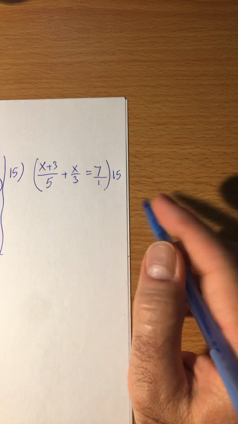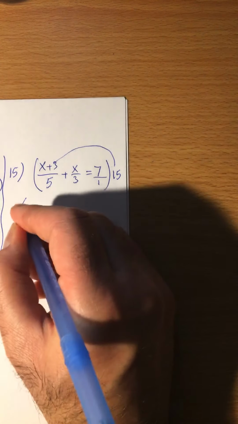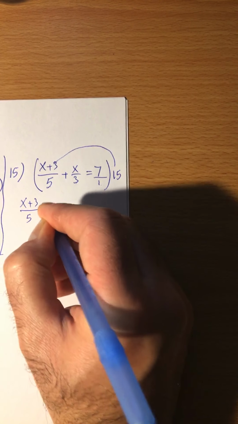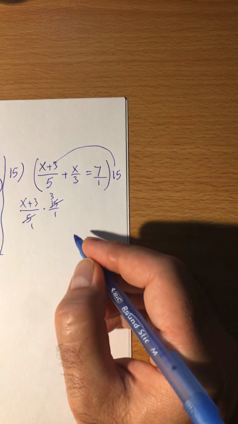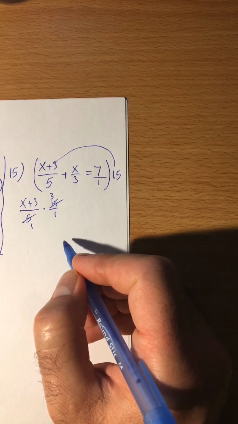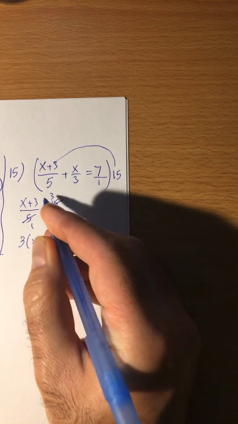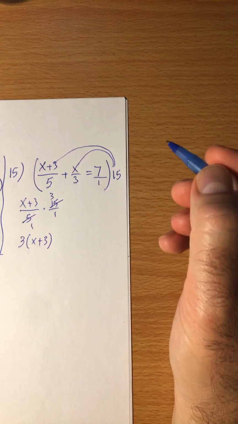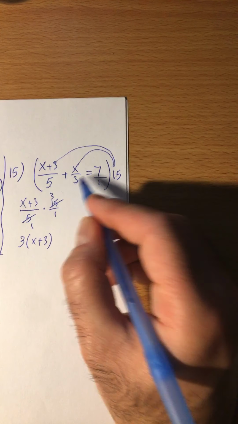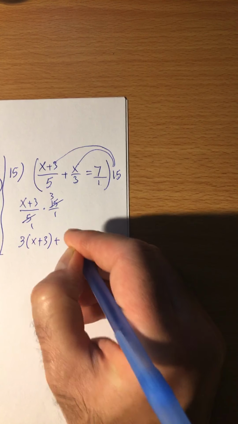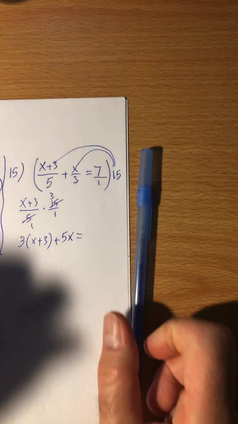So I'm going to multiply both sides of the equation by the number 15, which is the LCD. Okay, so I'm going to distribute. So imagine you just have this fraction times 15 over 1. What happens? 5 goes into 15 3 times, and you just get 1s in the denominator. So we get 3 times x plus 3. That's for the first fraction. Second fraction, 15 times the second fraction. So 3 goes into 15 5 times, so plus 5x equals 7 times 15.